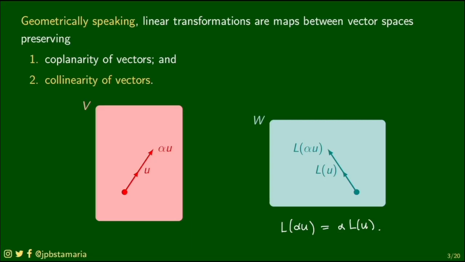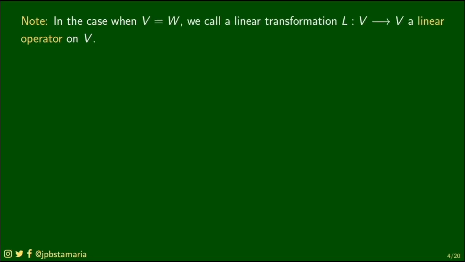Meaning to say, the image remained as a multiple of the image of the original vector. In the case when the domain or the departure space equals the arrival space, we call the linear transformation L from V to V, in this case, a linear operator on V.